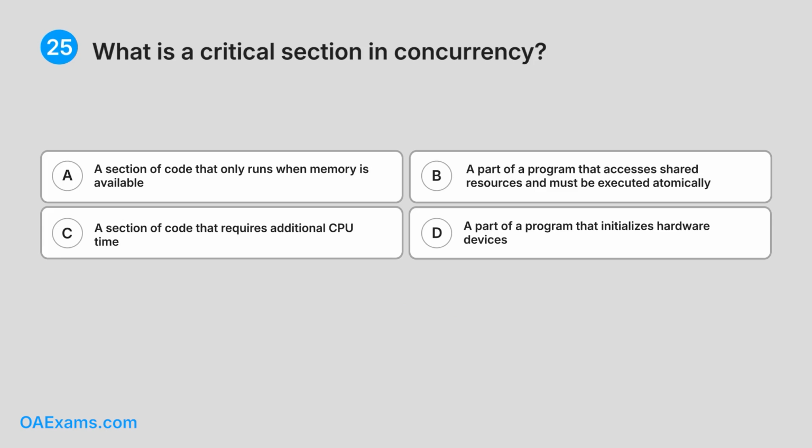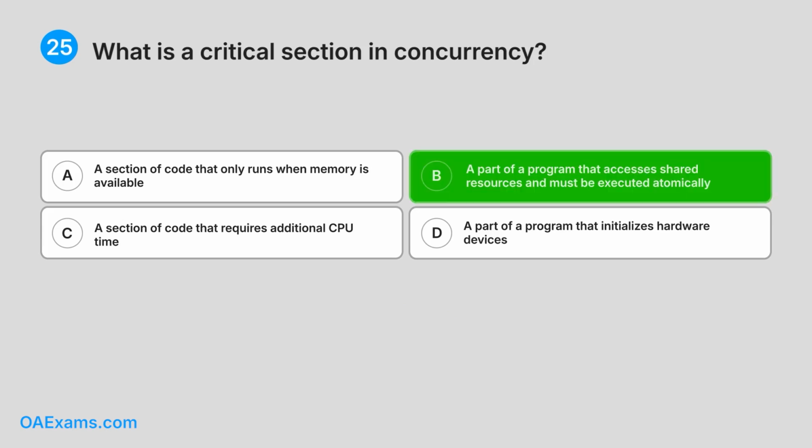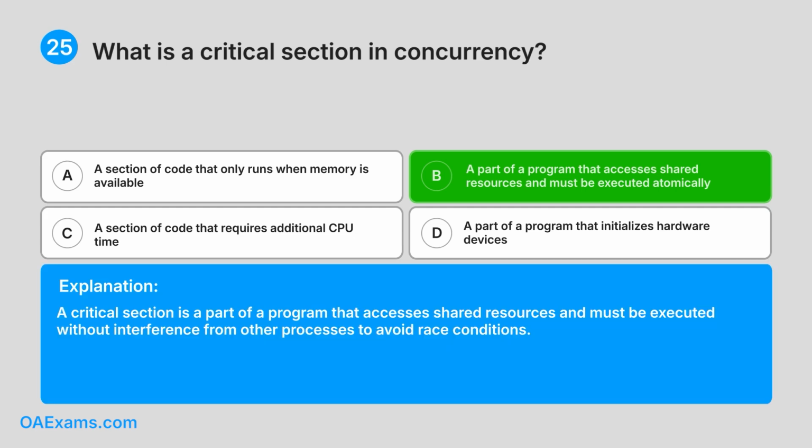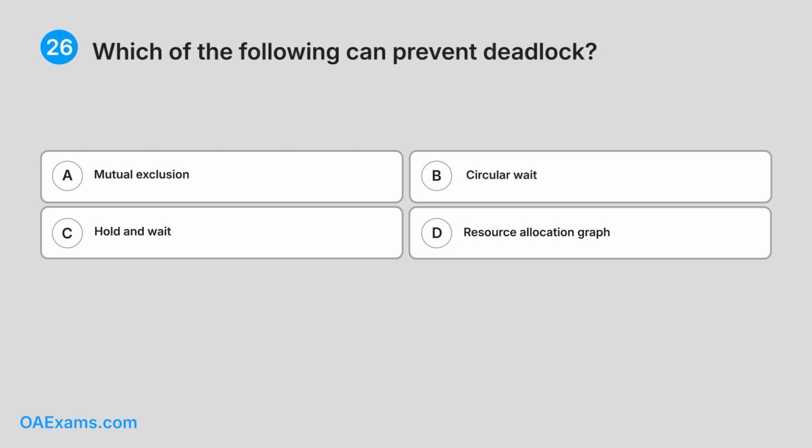Correct answer: B. A part of a program that accesses shared resources and must be executed atomically. Explanation: A critical section is a part of a program that accesses shared resources and must be executed without interference from other processes to avoid race conditions. 26. Which of the following can prevent deadlock?